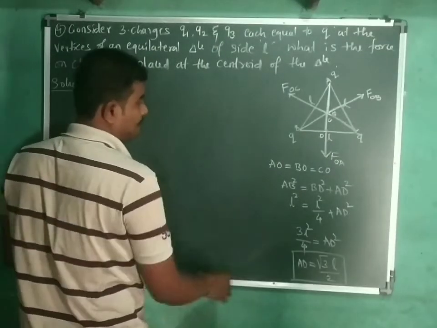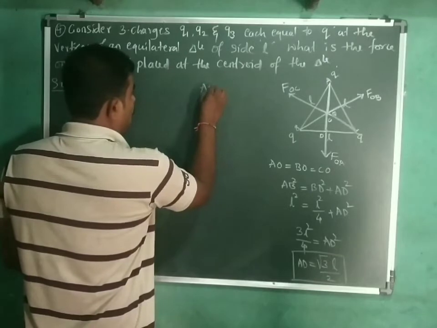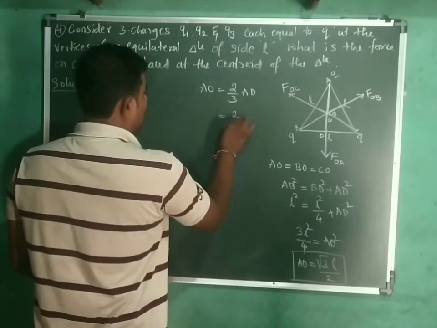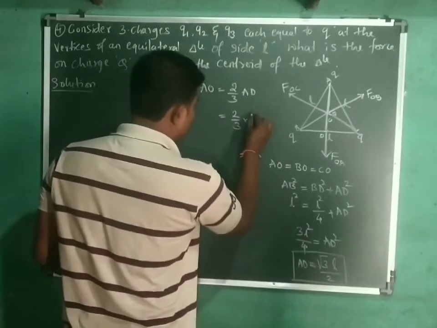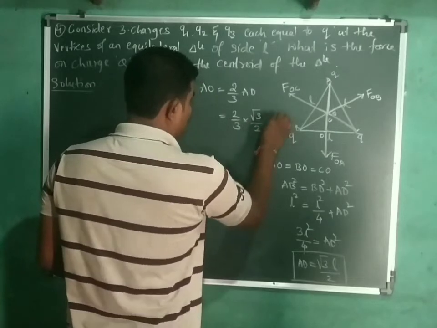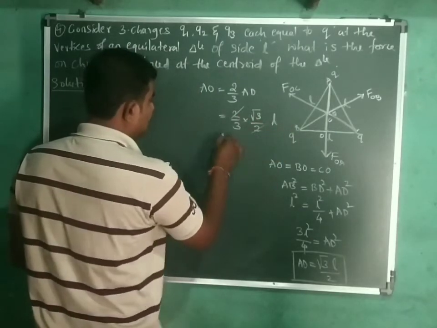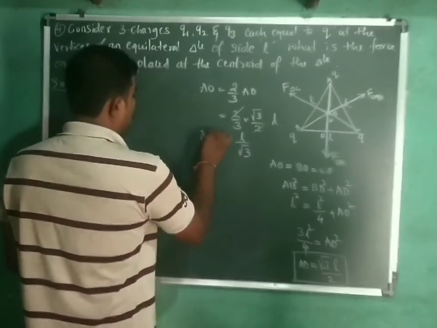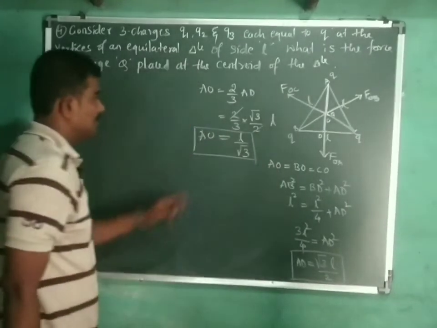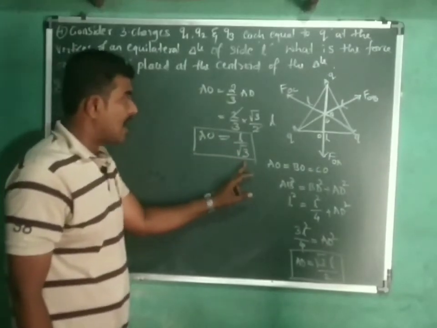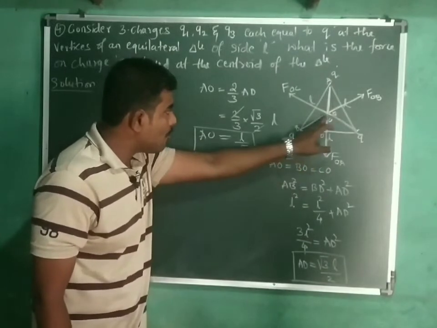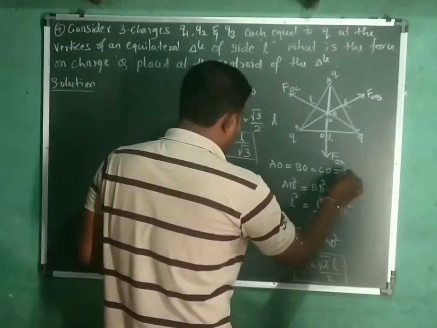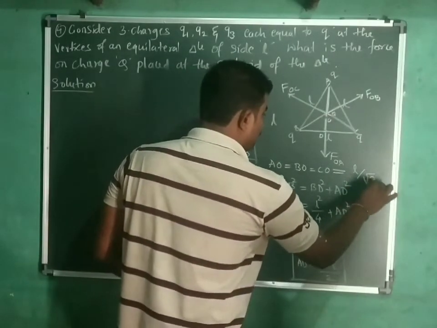AO is equal to 2/3 of AD, and AD is root 3 by 2 into L. The 2 is cancelled. Root 3 by 3 is 1 by root 3. Therefore AO is equal to L divided by root 3. And remember, AO, BO and CO are the same. Therefore I can write AO is equal to BO is equal to CO is equal to L divided by root 3.